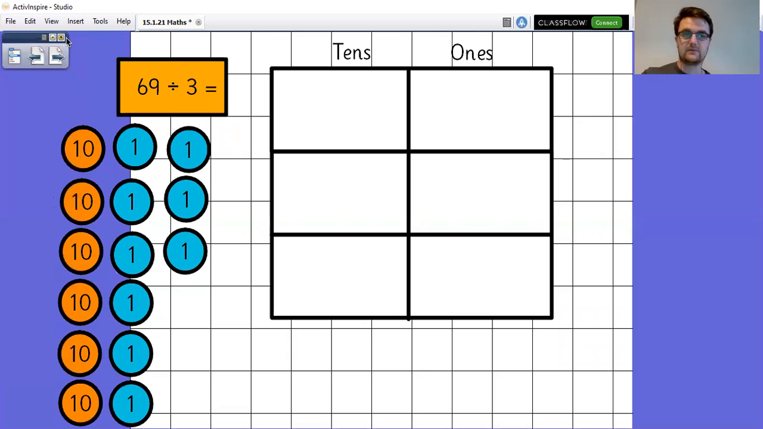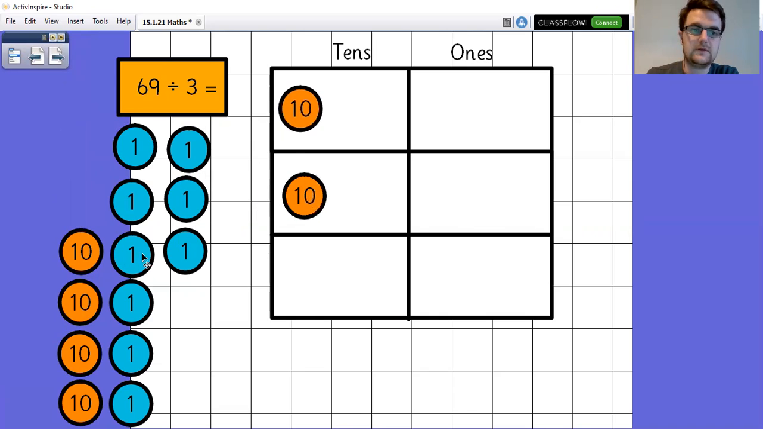So 69 divided by 3. See over here, I've got 6 10s and 9 1s, and I've split my columns into 3 because I'm sharing between 3 groups. So have a go at that first, and then follow along to see if you have managed it. Okay, so let me share my 6 10s first of all.